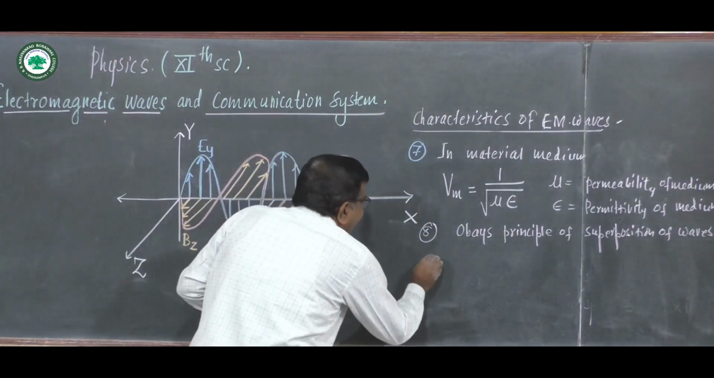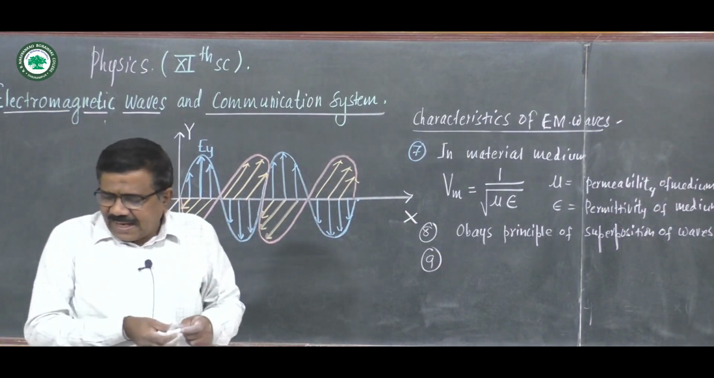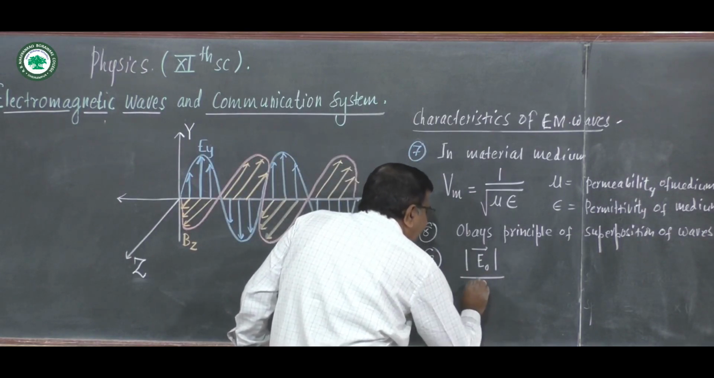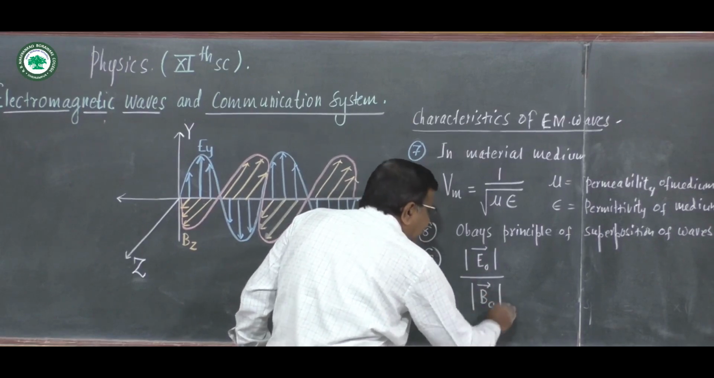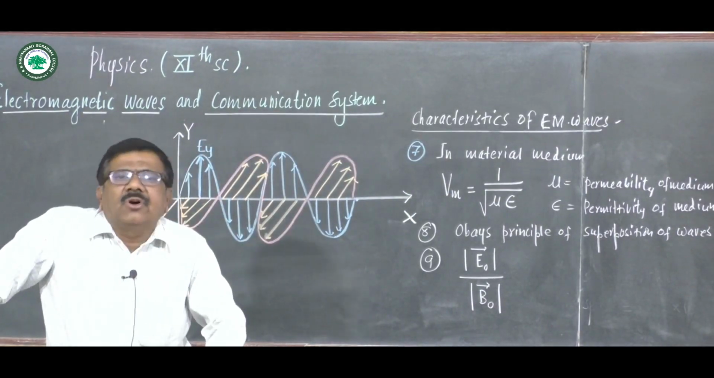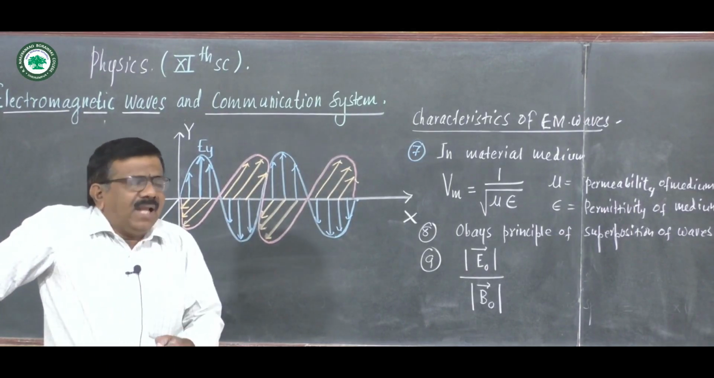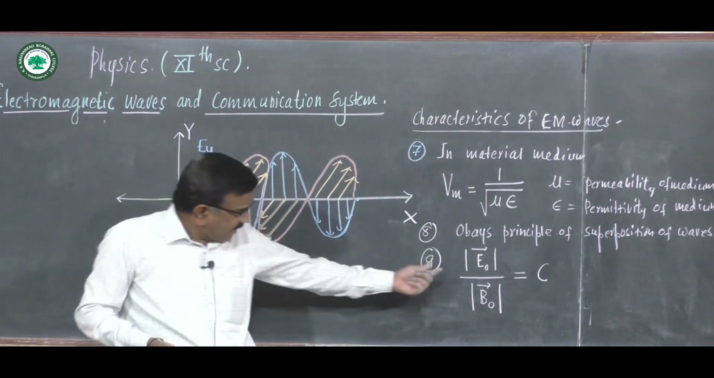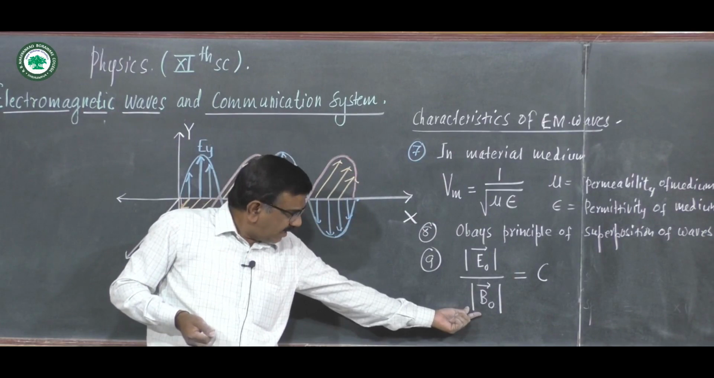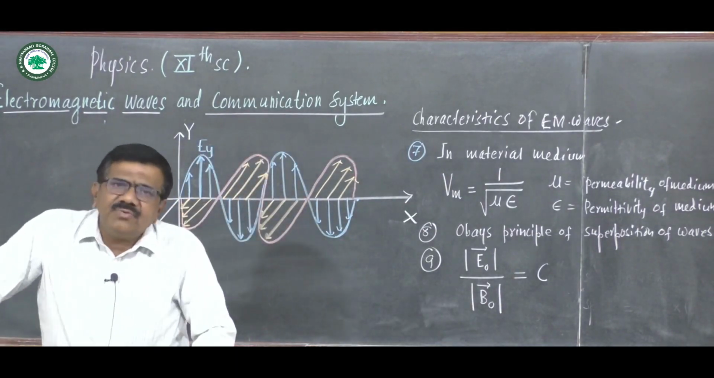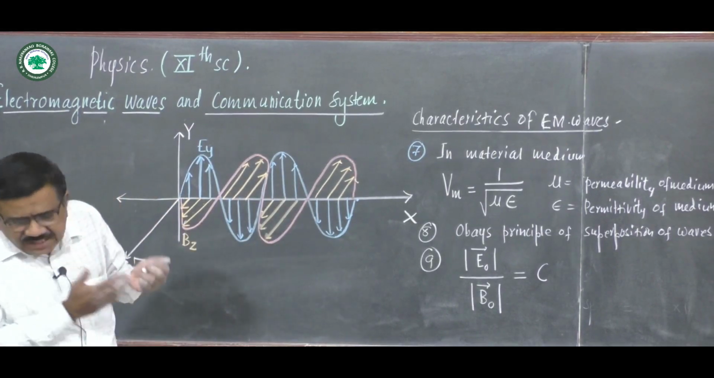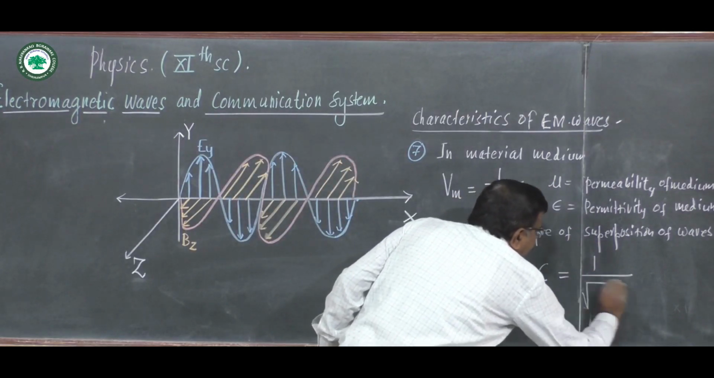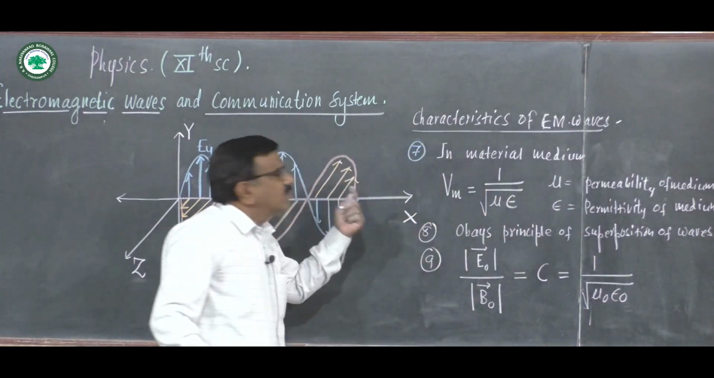The next characteristic is the ratio of amplitudes of electric and magnetic fields. Amplitude of electric field is suppose E0, amplitude of magnetic field is suppose B0, that is the maximum displacement from the mean position. The ratio of amplitudes of electric and magnetic fields is constant at any point and is equal to the velocity of electromagnetic wave, that is c, which is also equal to 1 upon square root of mu 0 into epsilon 0. So this is the next property.